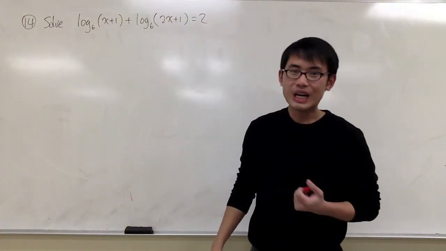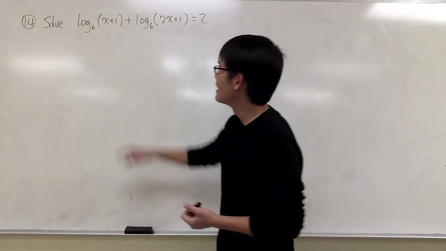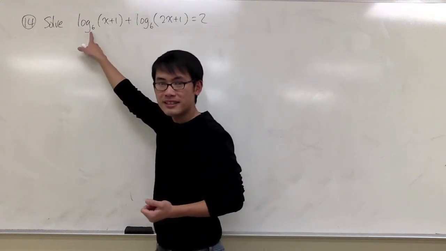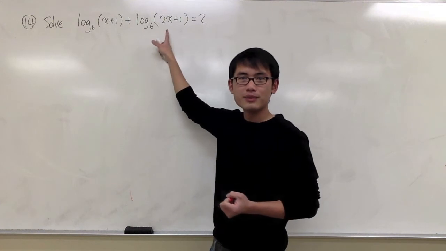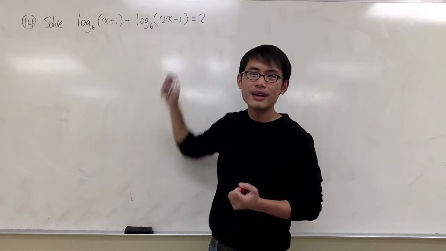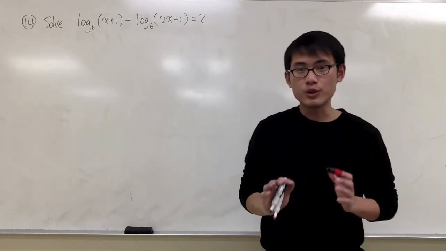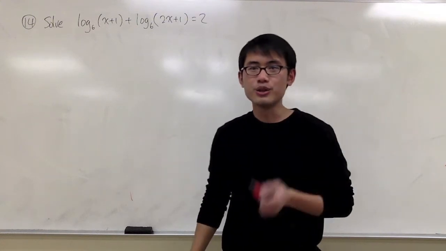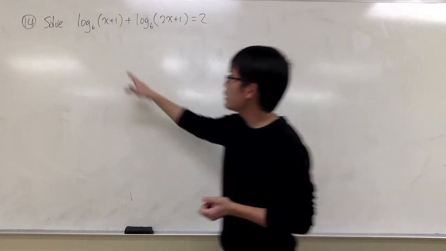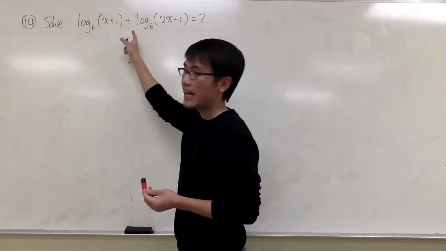For question number 14, we are going to solve an equation with log. Here we have log base 6 of x plus 1 plus log base 6 of 2x plus 1 is equal to 2. Whenever we are trying to solve an equation with logs, we have to first make sure to combine all the logs together into just one single log.